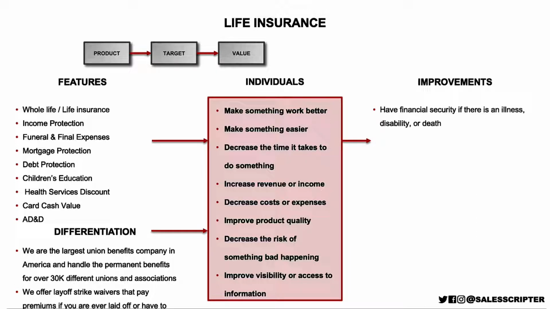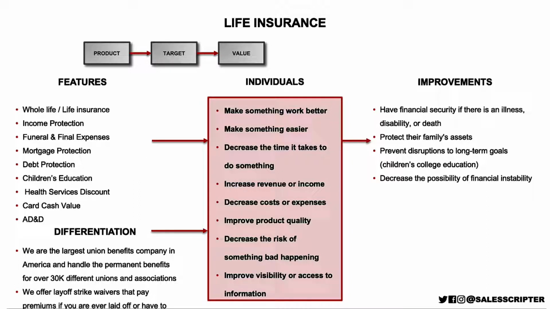And so some of the improvements I came up with for this particular agent were that our life insurance can help individuals to have financial security if there's ever an illness, disability, or death. And the policy can help to protect the family's assets and the family's financial assets. This insurance policy can help to prevent any disruptions in long-term goals, such as an unplanned event preventing your children from going to college, for example. Having a policy like this can help to decrease the possibility of financial instability in the future. And this policy can help individuals that we sell to have the assurance that they've made prudent financial decisions.